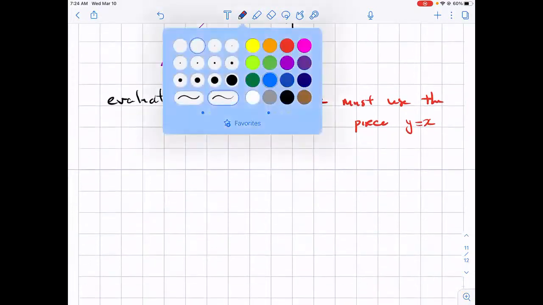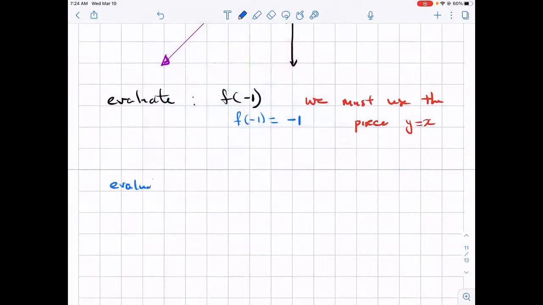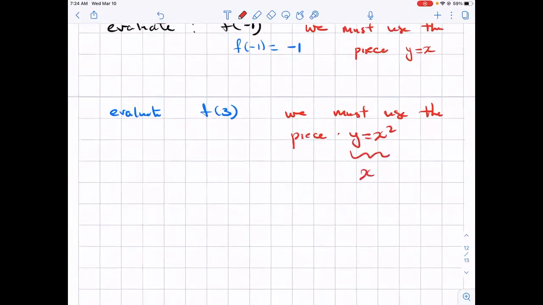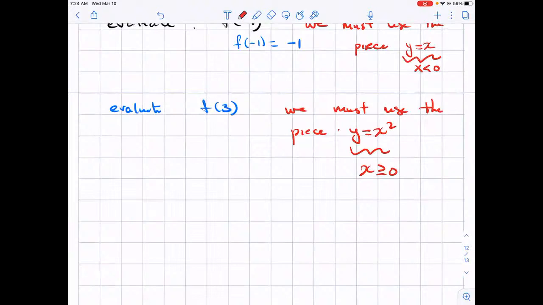If I ask you to evaluate f of 3, here we must use the piece y equals x squared, because for this function, x is greater than or equal to 0. For this function here, x is less than 0. So f of 3 will be 3 squared, which is equal to 9.